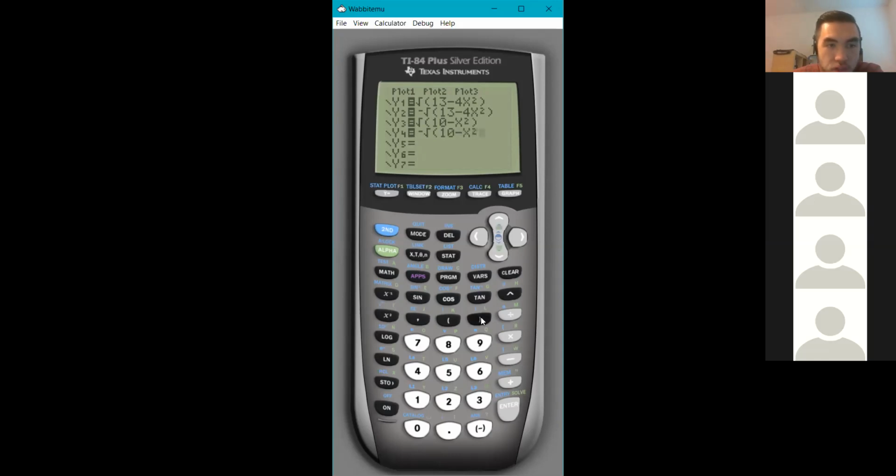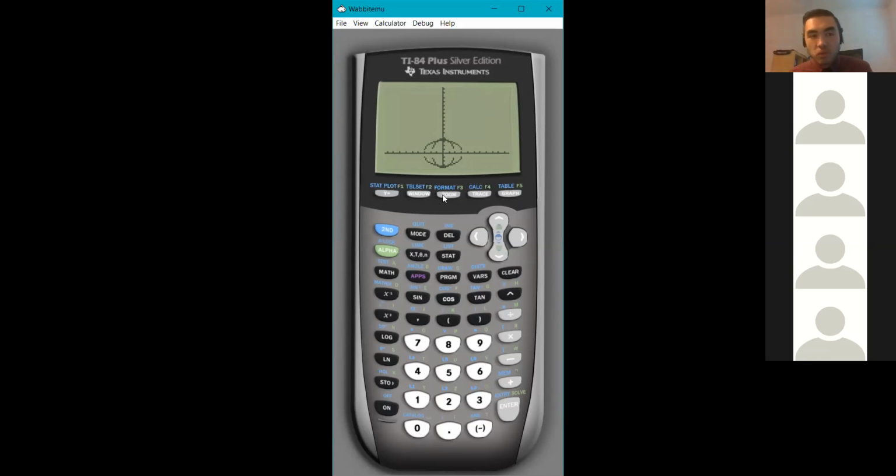And the calculator is going to draw these in 1, 2, 3, 4. So the order in which you'll see these drawn in is going to be the top half of the ellipse, the bottom half of the ellipse, the top half of the circle, the bottom half of the circle, in that order. So let me go ahead and hit graph. Top half of the ellipse, bottom half of the ellipse, top half of the circle, bottom half of the circle.